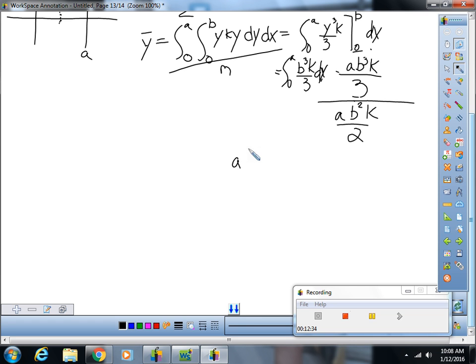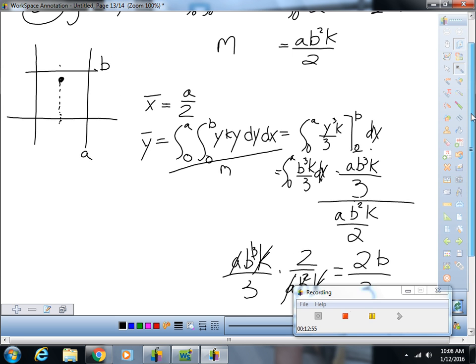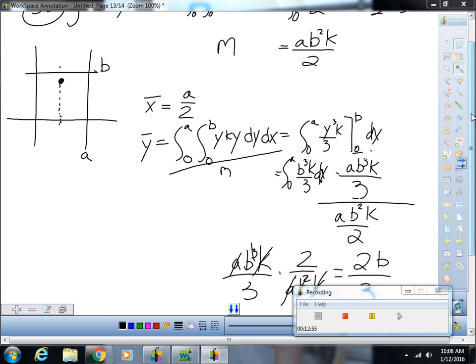So, I don't know, sorry. I just don't want to screw this up at this point. So a b cubed k over 3 times 2 over a b squared k. K's are gone, a's are gone, b squared's gone from the bottom. 2/3 b is our y bar. So this point right here is a over 2, comma 2/3 b. And I would not have guessed that. I think I would have guessed 3/4.